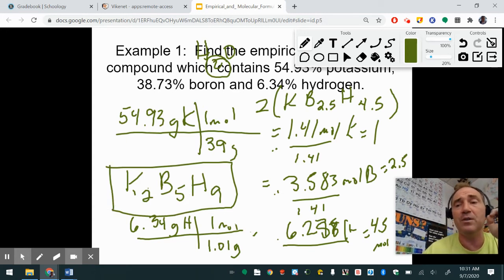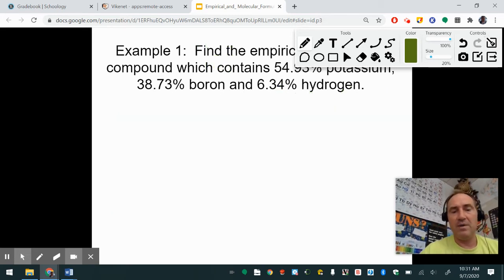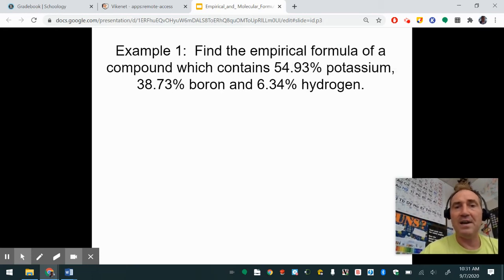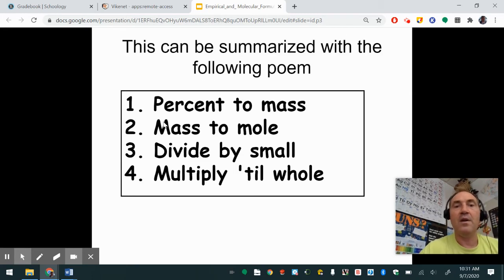So if we look at the steps, let's go back here for a second. You take your percent to mass, that's what we did to start. We took the mass to mole. And then once we found those mole numbers, we found the smallest one, and we divided everything by the smallest one, and then we multiplied to a whole. So those easy steps are your best bet at solving empirical formula problems.